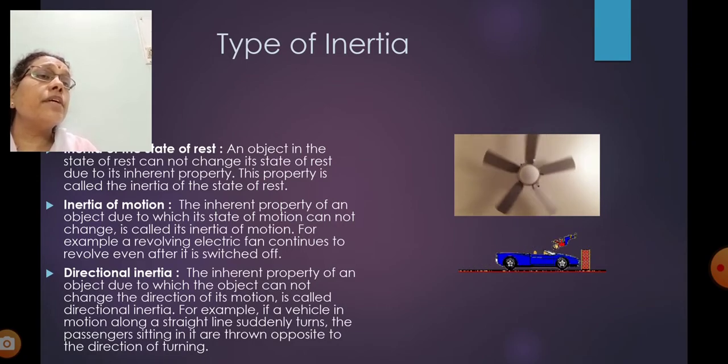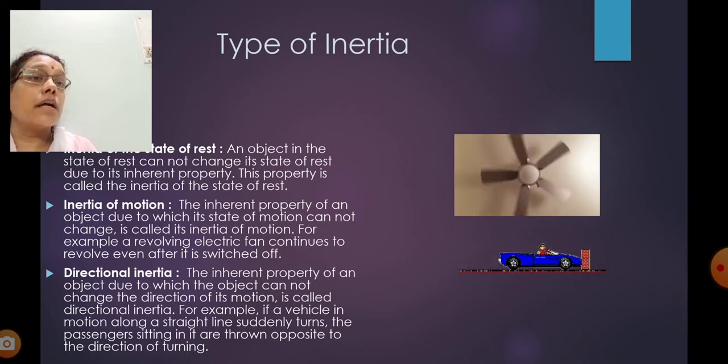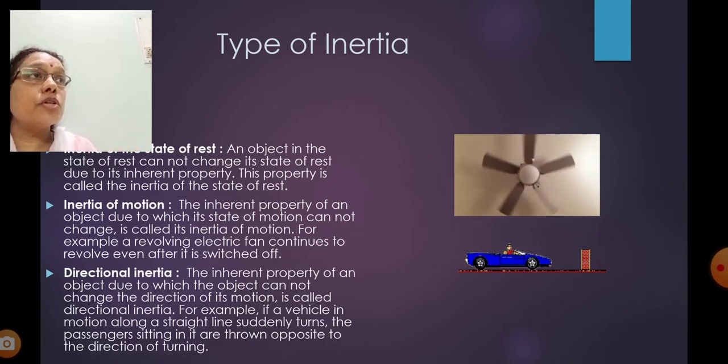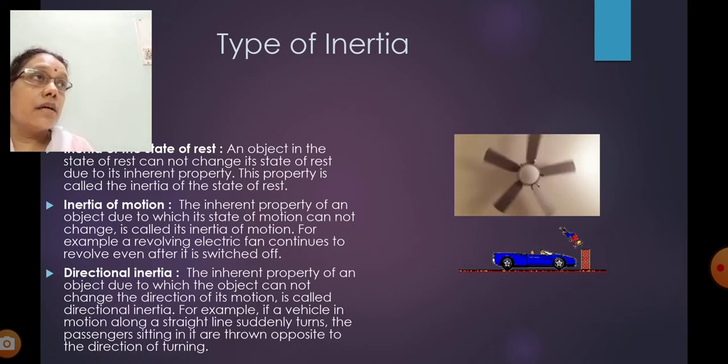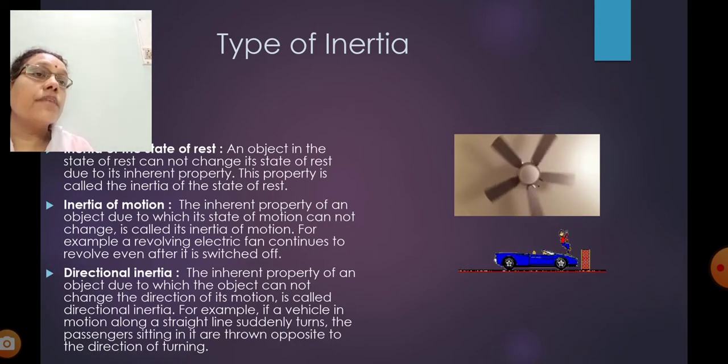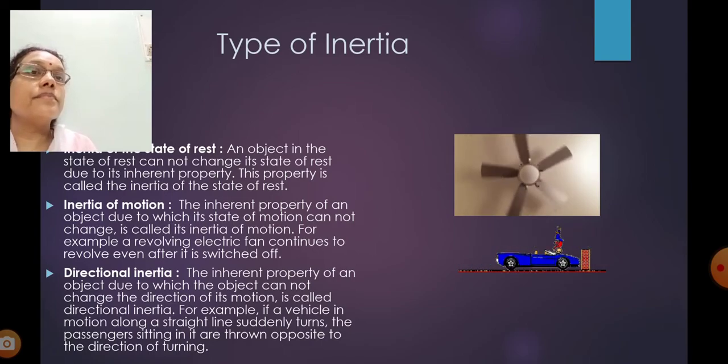Here the driver is falling due to the jerk from the car. The driver wants to continue the motion inside the car. Because of the force, it is turning. Due to the jerk force, the driver is falling from the car. So these are the types of inertia.